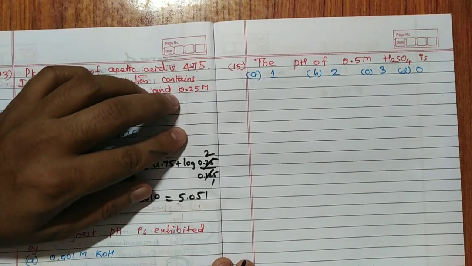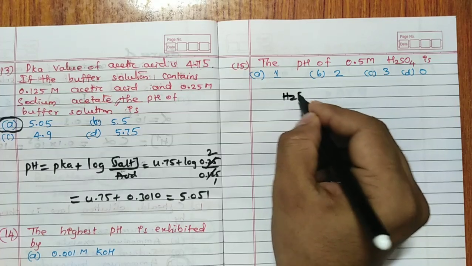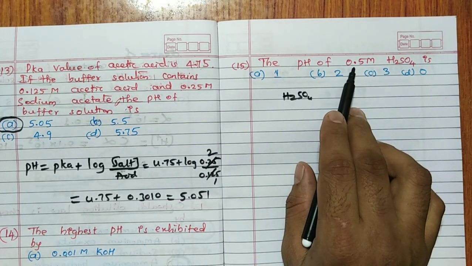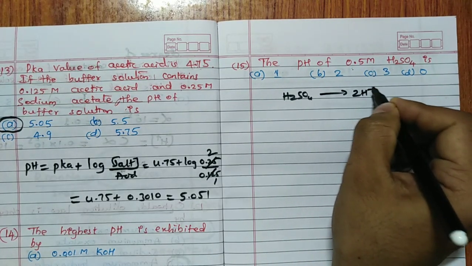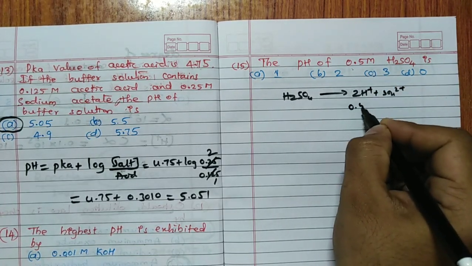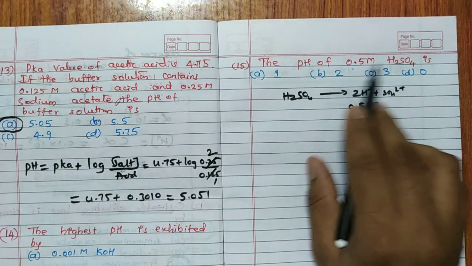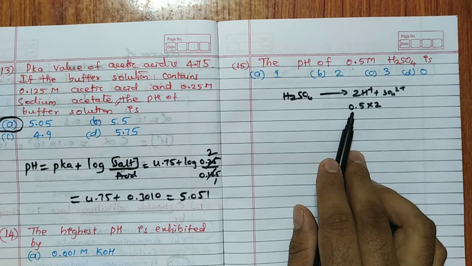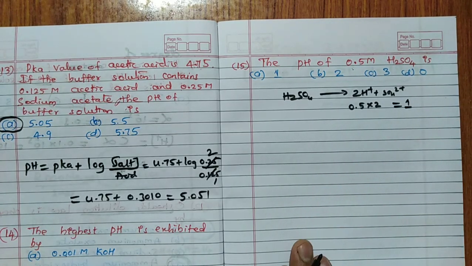Then the pH of 0.5 molar H2SO4. One thing you remember, what is the mistake we will make? I will tell you. You will take 0.5 M directly as H plus. But remember, H2SO4 gives rise to 2H+ plus SO4 2-. Which means here you have to take 0.5 into 2, because 2H+ is released. So 0.5 into 2 you have to consider, and you will get 1.